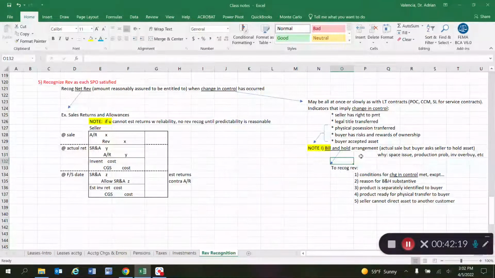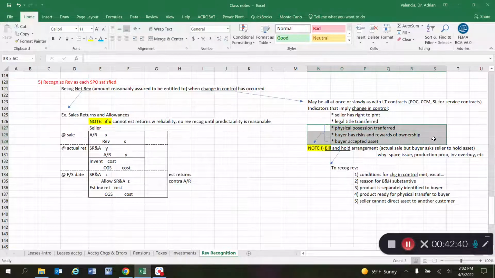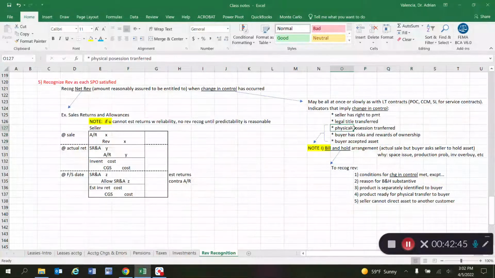They might have bought too much inventory and they're under contract to buy more. They're under an arrangement where they have to buy it. So they may ask the seller, they're basically making the purchase, but as a favor, they're asking the seller to hold that, not ship it yet. So if you think about it, if you're under a bill and hold arrangement, then these attributes right here have not been met in terms of change of control, right? Because physical possession has not been transferred. Technically, the buyer doesn't have possession, so it's hard to say whether they have the risks and rewards of ownership, and the buyer has not received or accepted these assets.